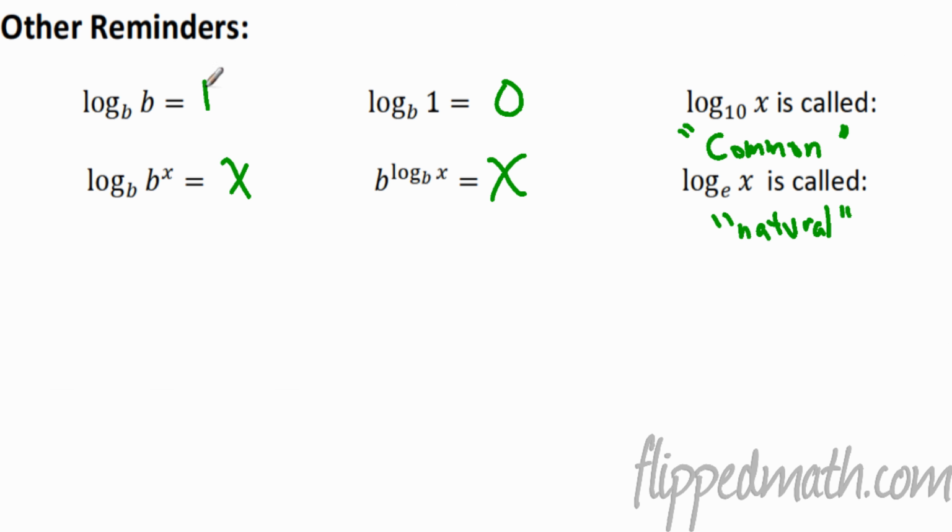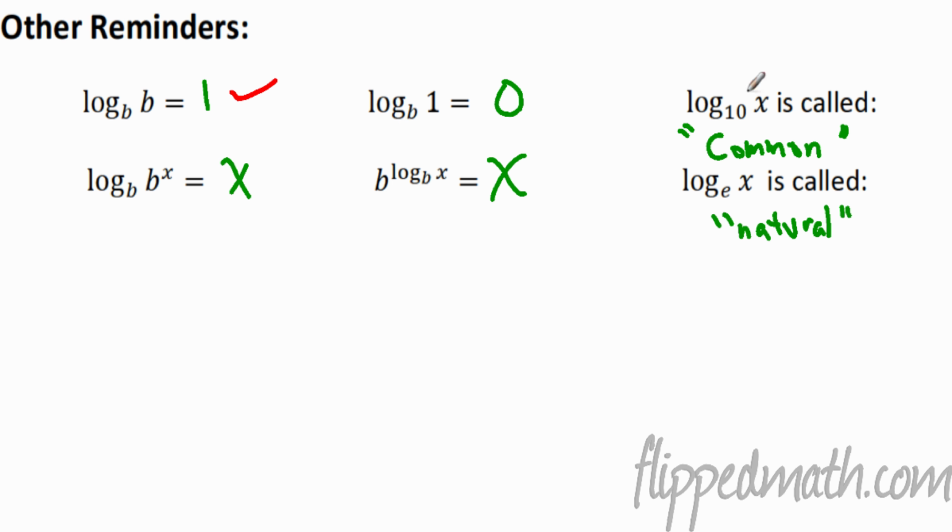All right, other reminders. The exponent I use on any number to get itself is always going to be 1. All right, so any base, if you're trying to log base b of b equals 1. Okay, log base b of 1, that means what exponent do I raise b to get a 1? Well, b to 0 is going to equal 1. Anything raised to the 0 power is 1.